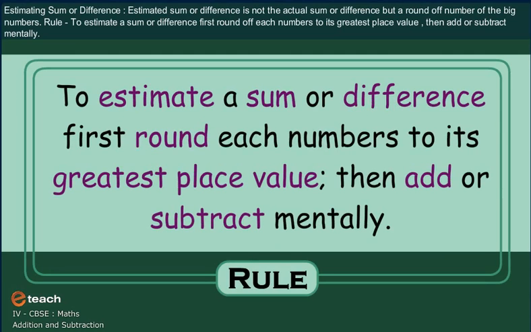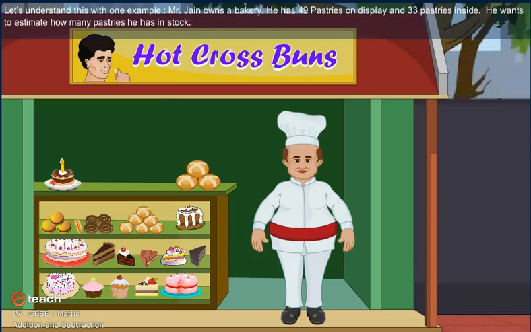Rule: to estimate a sum or difference, first round each number to its greatest place value, then add or subtract mentally. Let's understand with one example.